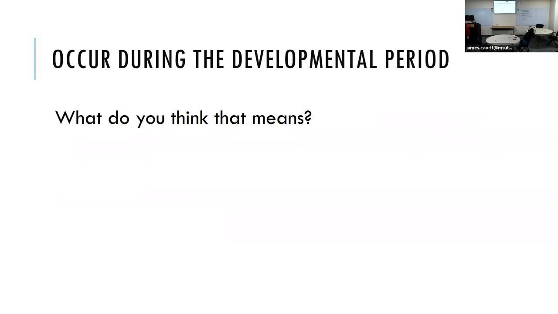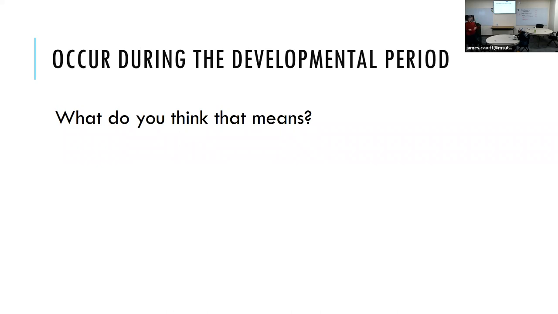Occurring during the developmental period, let's talk about that for a second. What do we tend to think of as the developmental period for kids? Do we think it's from ages birth to 3, birth to 5, birth to 18? What do we think? Maybe like in your 20s, because you're still developing cognitively. Right, but then they're adults at that point, right? So we have to put an end time on it.